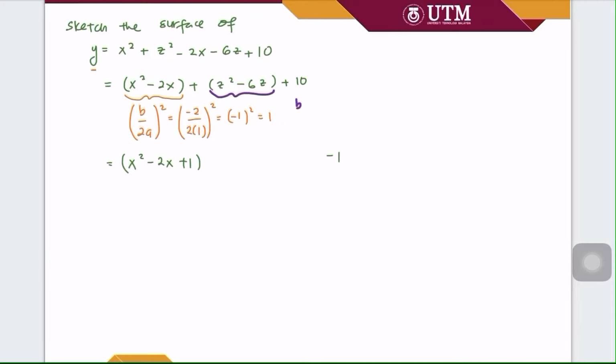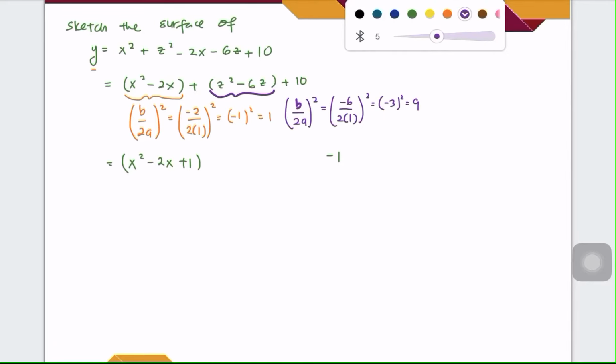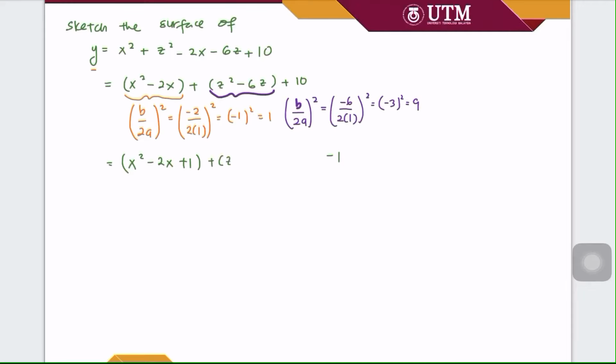Again, we use the same formula, b over 2a squared. This time b is minus 6 and 2a is 1, so you have minus 3, and minus 3 squared is 9. So completing the square, you have z squared minus 6z, and this time you add 9. Since you already added 9, you need to subtract 9, and then put back the plus 10 there.